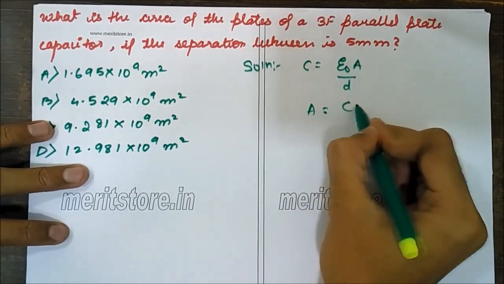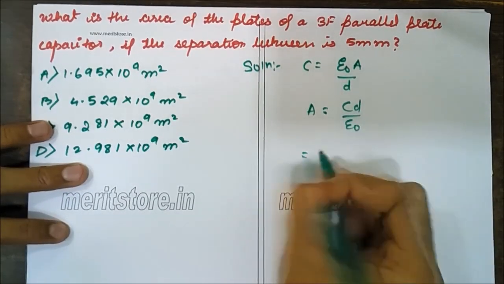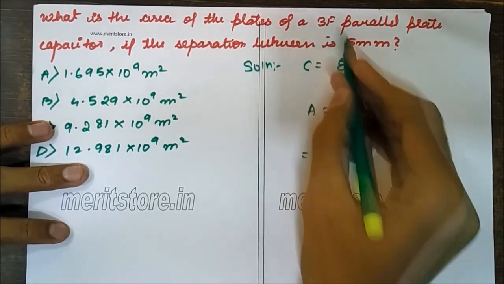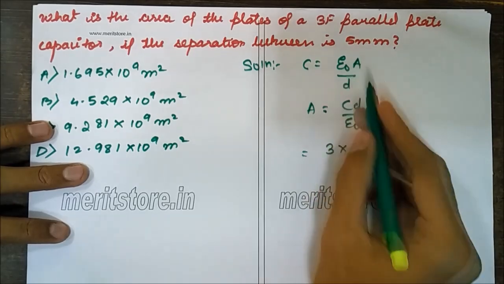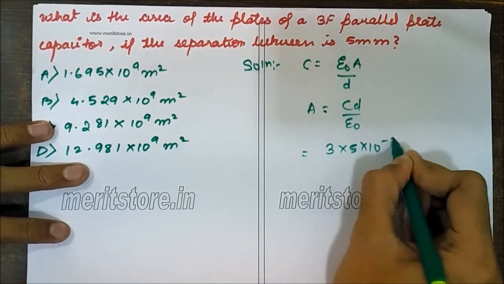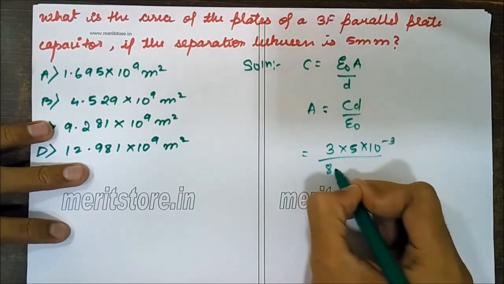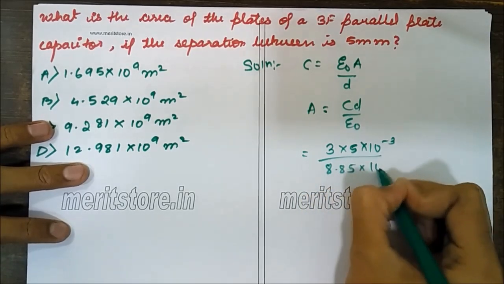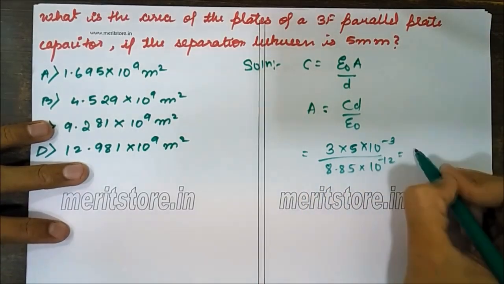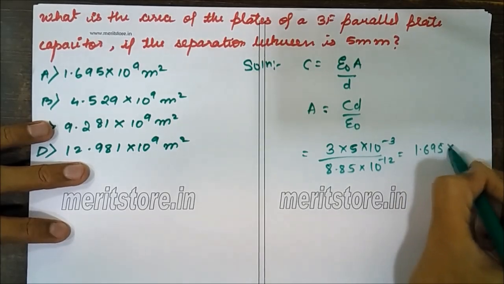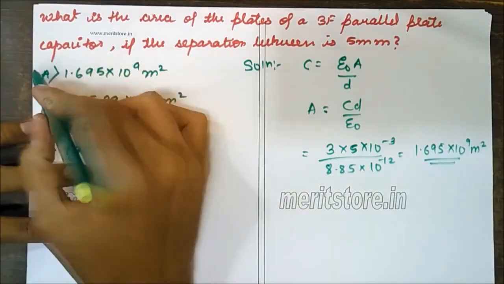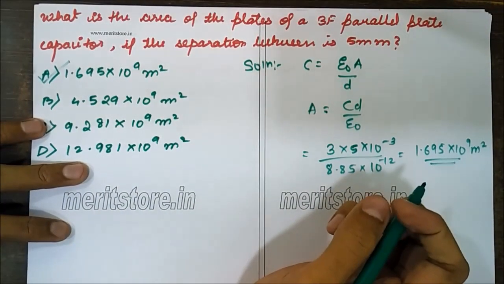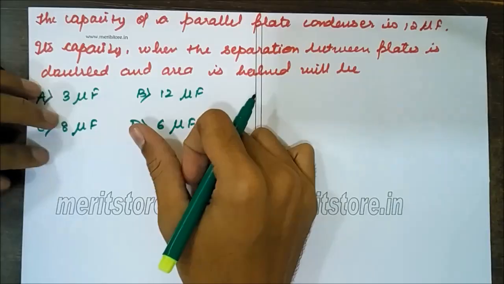So area becomes equal to CD upon epsilon naught. Here the value of C is 3 farad, D is 5 mm, that is 5 into 10 raised to minus 3, upon epsilon naught, which is 8.85 into 10 raised to minus 12. On solving this, you get a value of 1.695 into 10 raised to 9 meter square. So your correct option is A, 1.695 into 10 raised to 9 meter square.